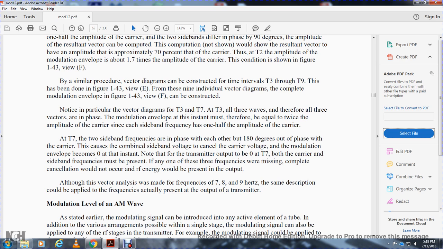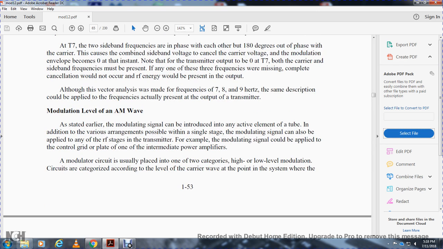Both the carrier and sideband frequencies must be present. If any of the three frequencies were missing, complete cancellation would not occur, and radio frequency energy would be present in the output. Although the vector analysis was made with frequencies of 7, 8, and 9 Hz, the same description could apply to the frequencies actually present in the output of the transmitter.